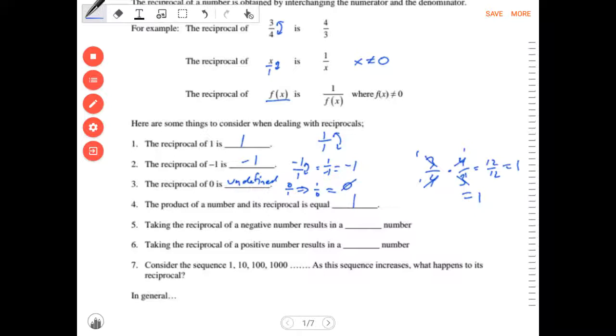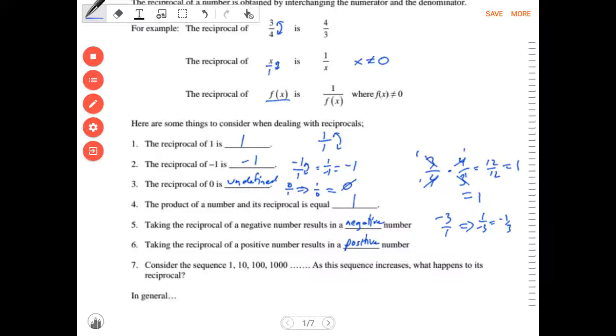Interesting. Okay, taking the reciprocal of a negative number results in what kind of number? Well, if we go negative 3 divided by 1, now if we take the reciprocal of that, that's going to be 1 over negative 3. Now, we usually don't leave the negative on the bottom. We write it out in front or on top, so negative 1/3. So if I take the reciprocal of a negative number, I'm going to end up with a negative number. If I take the reciprocal of a positive number, I'm going to get another positive number.